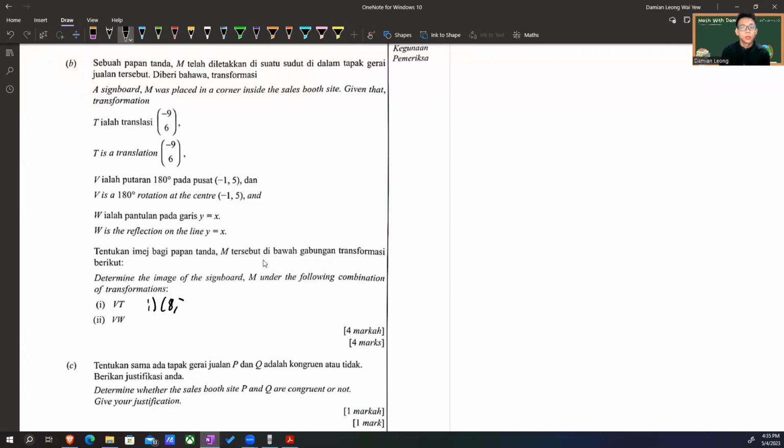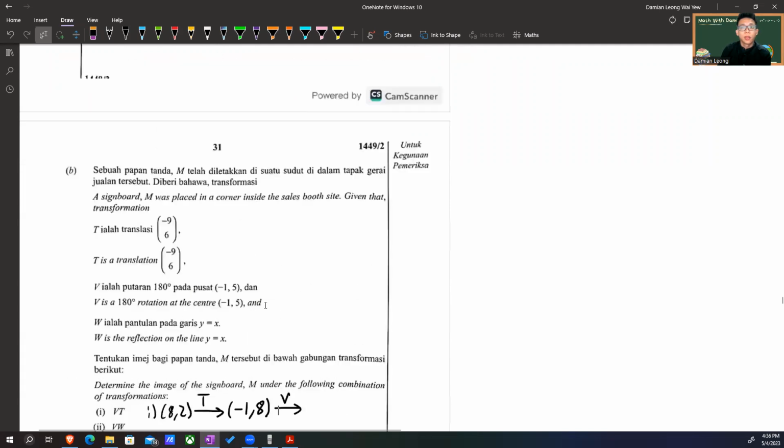So it starts at 8, 2. VT means it goes through T first. Translation just adds the translation to the coordinates. So 8 becomes -1, 2 plus 6, 8. Then it goes through V. V is a rotation of 180 degrees at the center -1, 5.